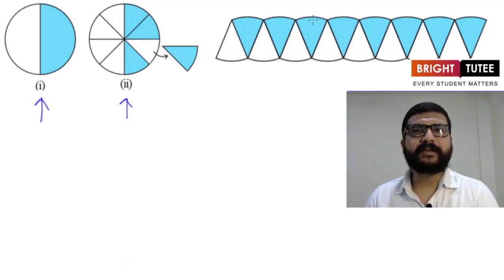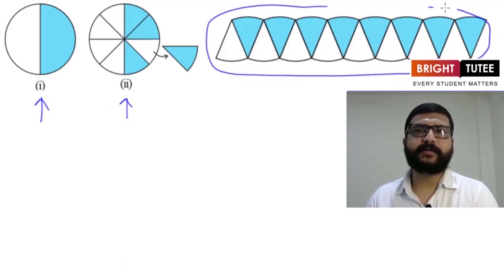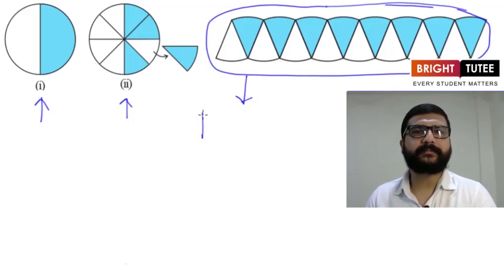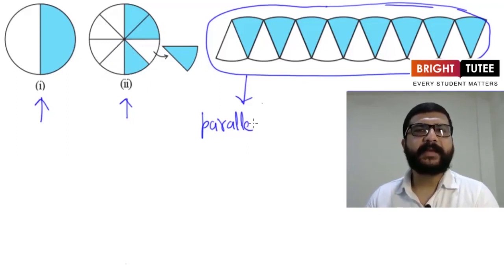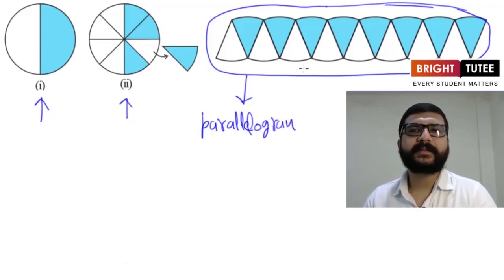So we have arranged them in this shape. Now what do you think about this shape? What kind of shape is it? It is nearly a parallelogram. So what we are doing here is dividing the circle into 16 equal parts, or we can say 16 sectors, and then arranging them in a parallelogram shape. It is approximately a parallelogram.